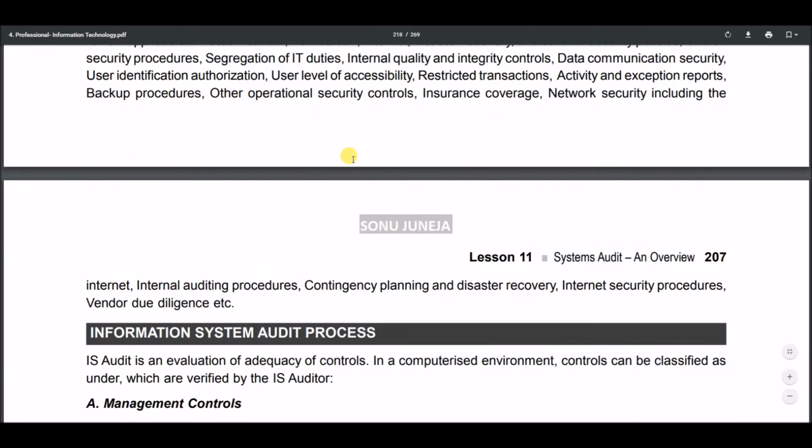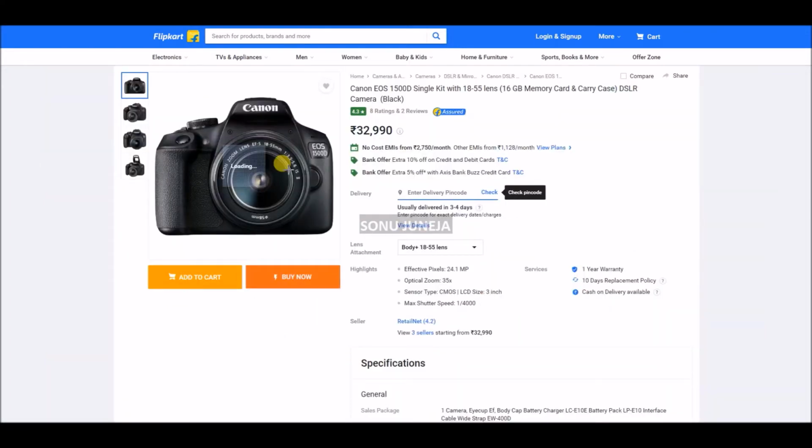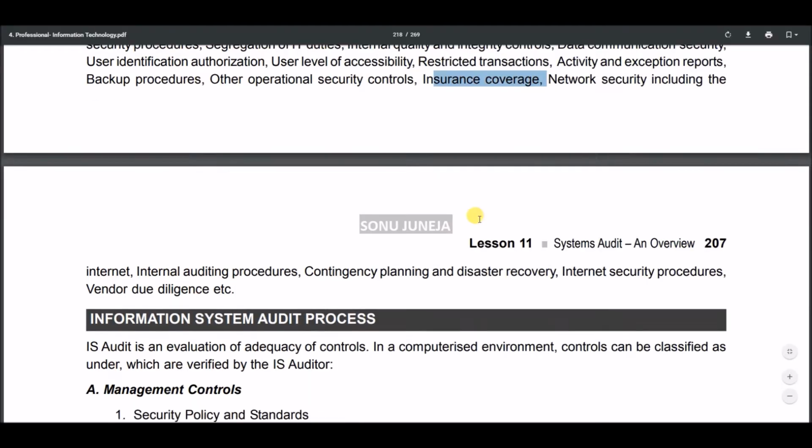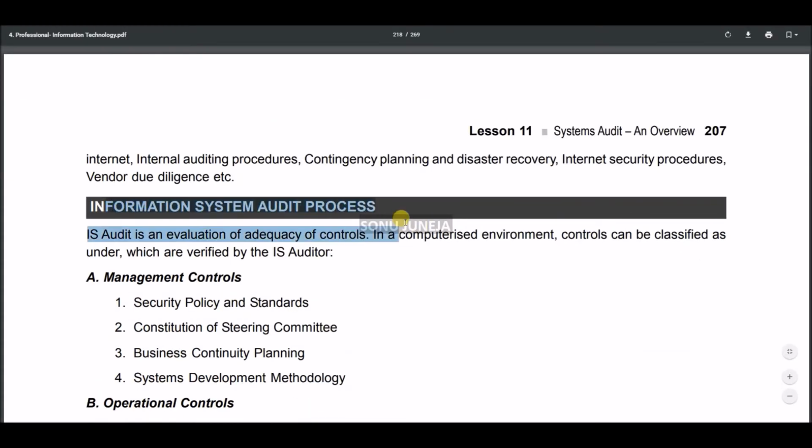It considers what all security, disaster recovery, internal, external, insurance coverage, information which only you can seek and information which none other than you can seek. So let's say if I log in with my ID and get access to your ID, it can be bizarre, trust me. Now, information system audit process.